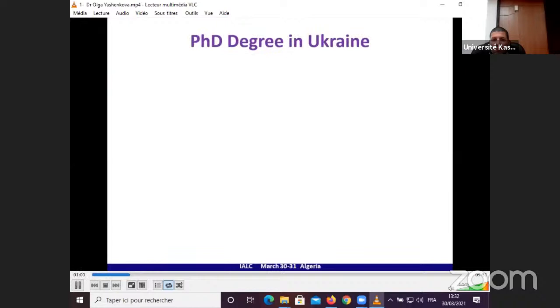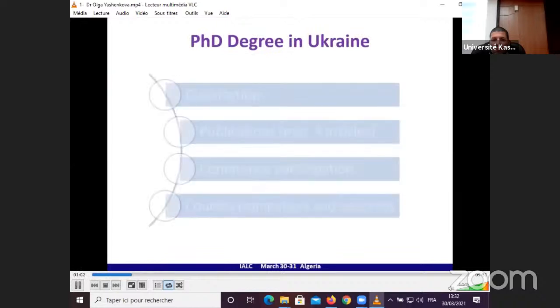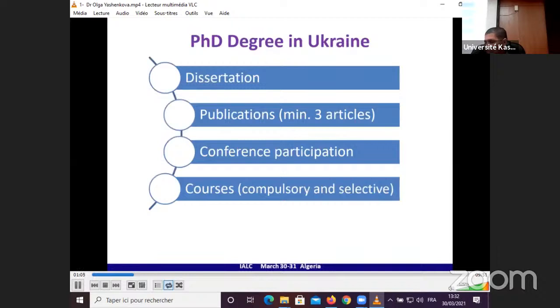To get a PhD degree in Ukraine, it is not enough to attend some courses and write a PhD dissertation. PhD students are required to participate in conferences and give presentations and have at least 3 articles published in prestigious academic journals, which means that PhD students should be aware of the specifics of academic writing and be able to produce high-quality academic papers, not only in their native language, but also in English.